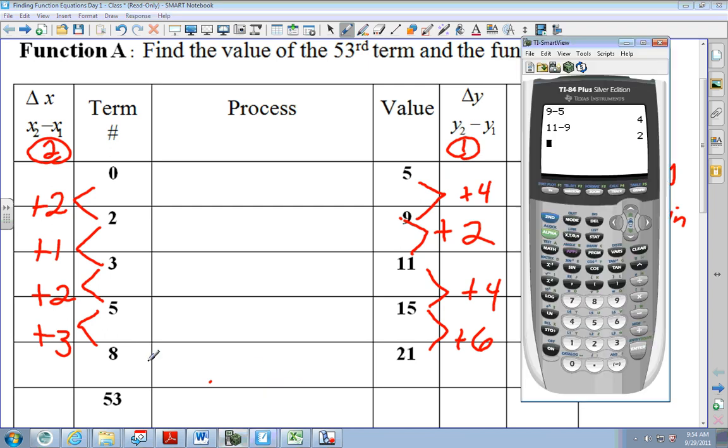Remember that in your calculator you can find these out the same way. Take the bottom number 8 minus the number above it, which is 5, and press enter. Okay, that's how you can find all these deltas right here.